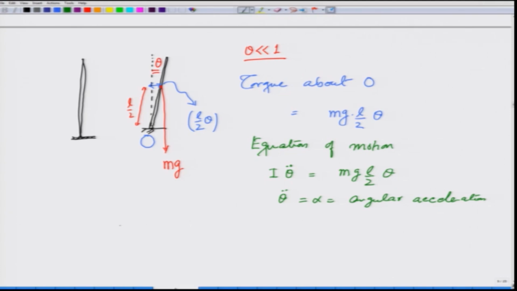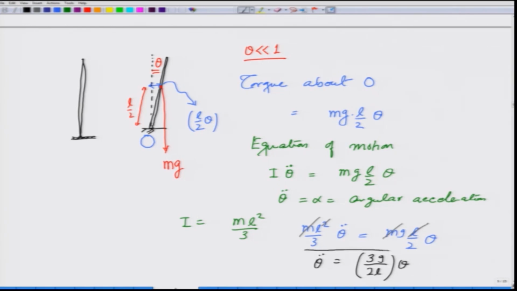Let us take this to be a uniform scale. So, let us take I to be mL square by 3, to understand the phenomena. So, the equation becomes mL square by 3 theta double dot is equal to mg L by 2 theta. I am going to cut m from both sides, one L goes away, and I get theta double dot is equal to 3g over 2L times theta. That is the equation that describes the motion of this rod.